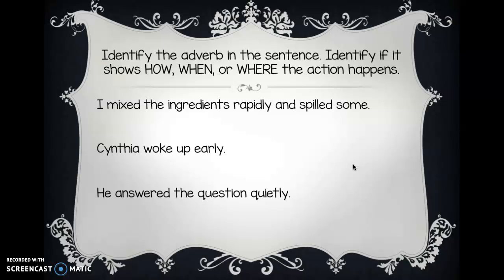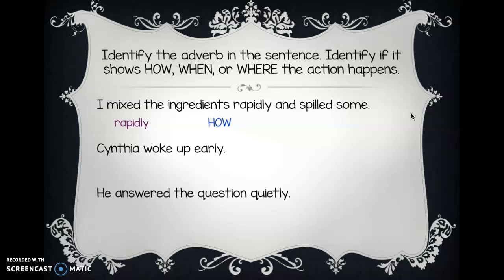I mixed the ingredients rapidly and spilled some. Do you see a word that describes how, when, or where the action in the sentence is taking place? If you said rapidly, that's a great guess. Maybe you notice that it ends in ly. That's a great clue that this might be our adverb. It answers how I mixed the ingredients. How did I mix the ingredients? Rapidly. How about the next one?